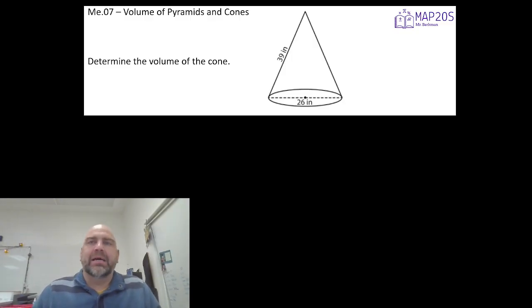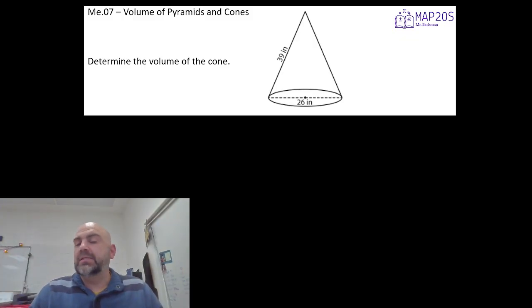All right, so to find the volume of a cone, we're going to use our formula, pi r squared h divided by 3. We need two pieces of information: we need the radius and we need the height. This cone gives us the diameter and the slant height, not ones that we need.